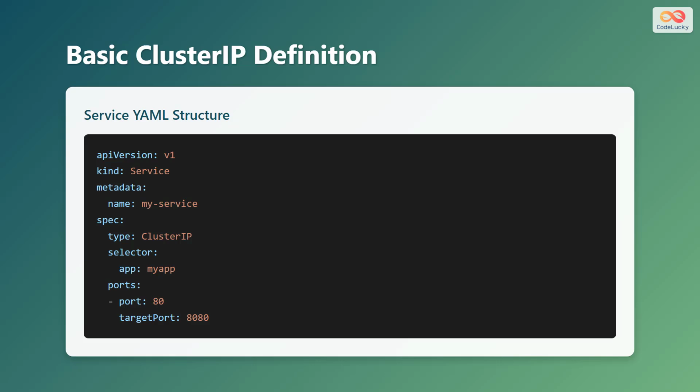Let's look at the basic structure of a ClusterIP service definition. The YAML file starts with the standard API version v1 and kind service. Under metadata, you give your service a name. In the spec section, you specify the type as ClusterIP. The selector field defines which pods this service will route traffic to using label matching. In the ports section, you define the port that the service exposes, which is port 80 in this example, and the target port, which is the port where your application listens inside the pod. Here it's 8080.